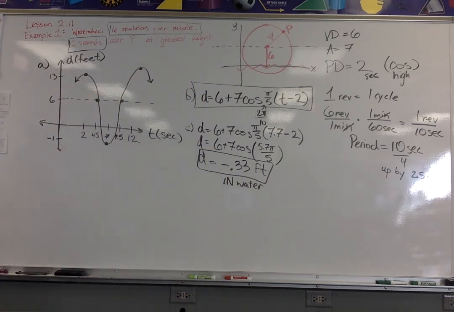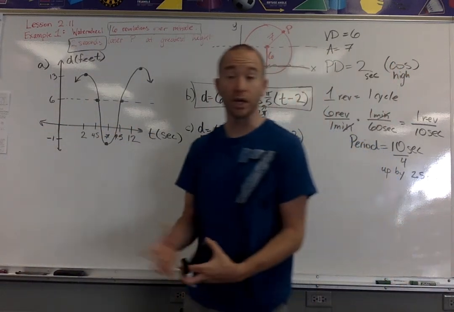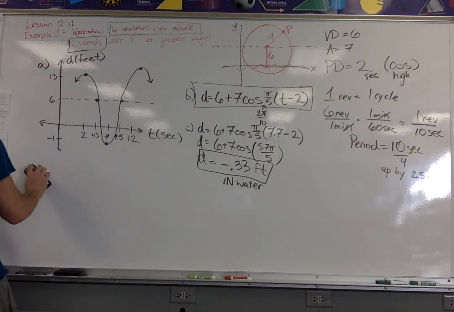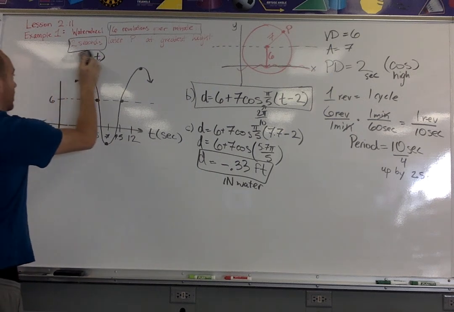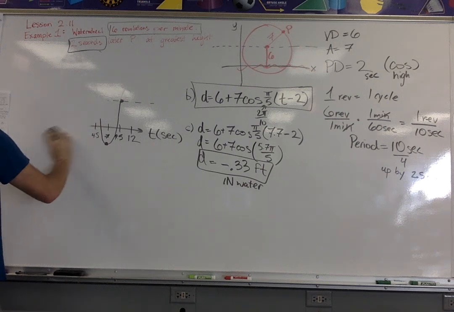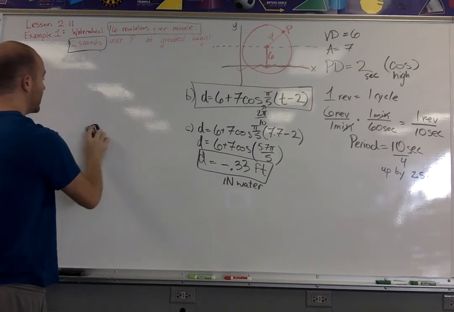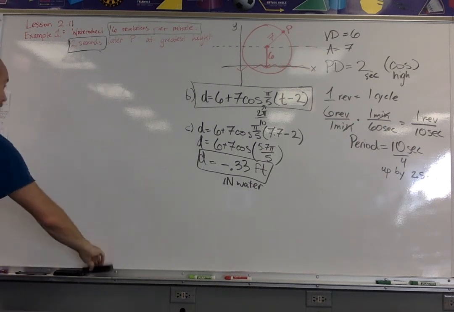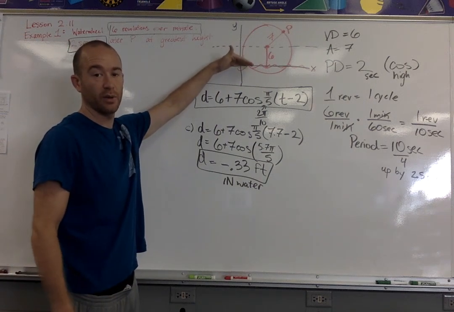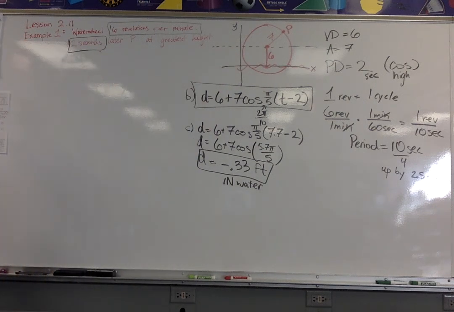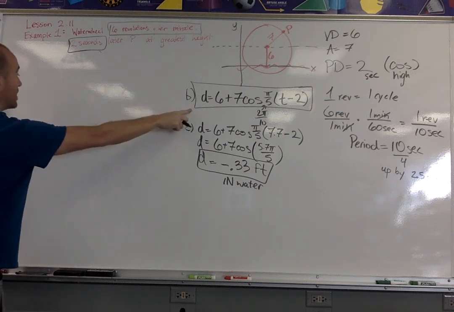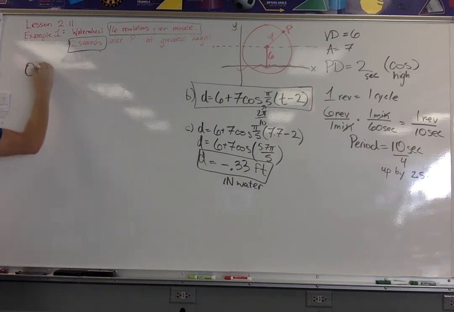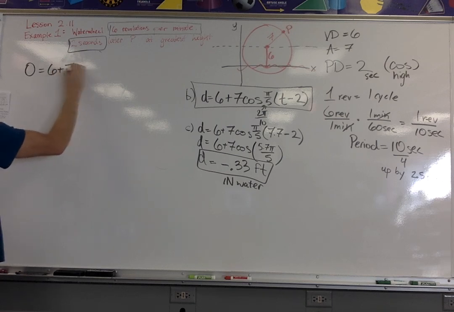And then part D, it says find the first positive time at which the point emerges from the water. The first positive time. So we're looking for time, and they're telling me distance. They're telling me that it is coming out of the water. And if it's coming out of the water, then that means the distance is 0. It's at the water line, because that is where it would come out of the water. So what we want to do is set our equation from part B equal to distance 0. And solve for time.